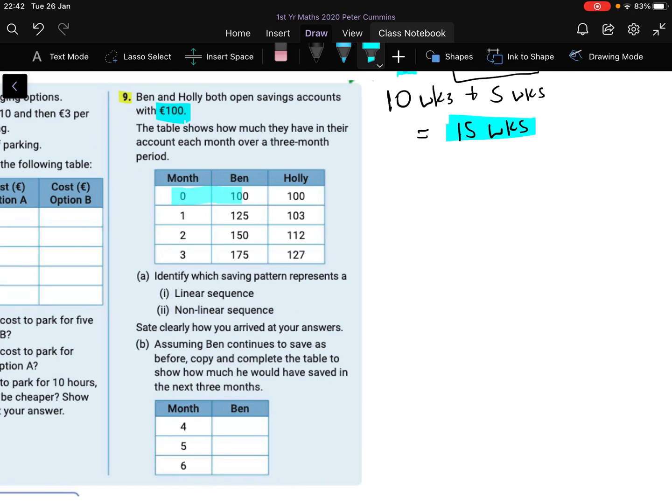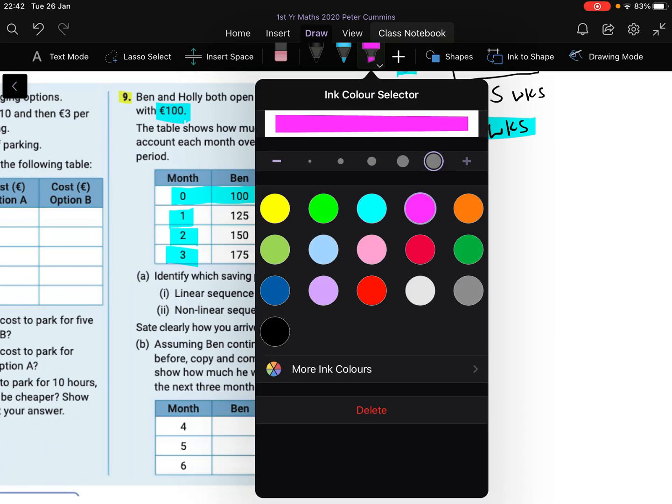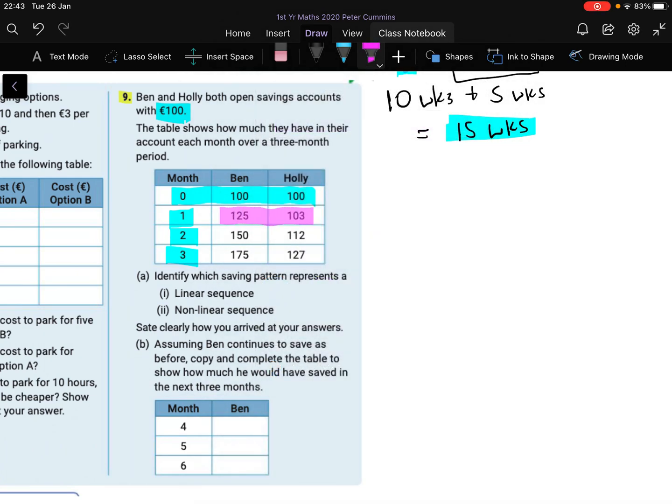So here you go. At no months, they both started off with 100 euro. You open up an account, you throw in 100 euros. And then we have after month 1, after month 2, and after month 3. And you can see that the totals there are different then. They're putting in different amounts of money. And at the end, Ben ends up with more money than Holly does. Identify which saving pattern represents a linear sequence and which one represents a non-linear sequence.